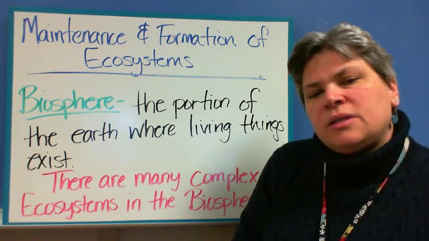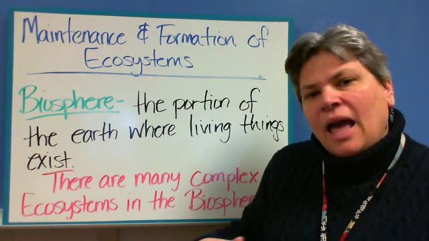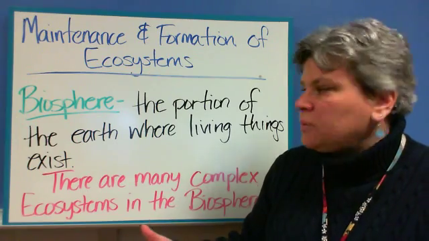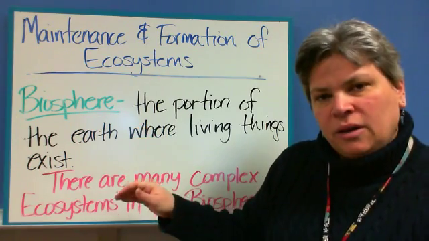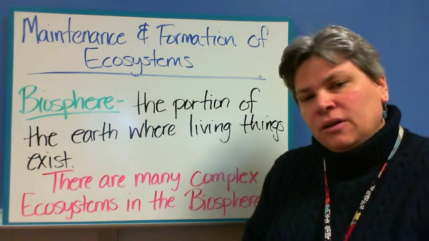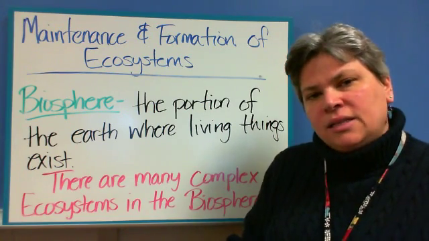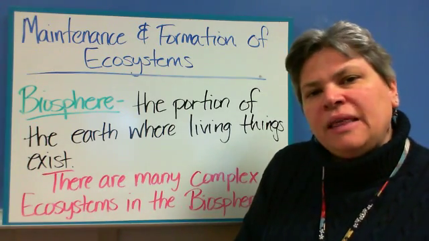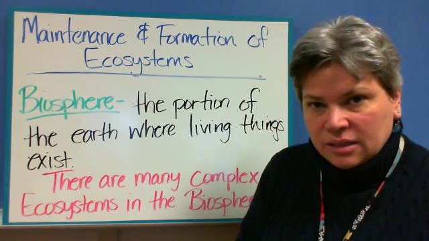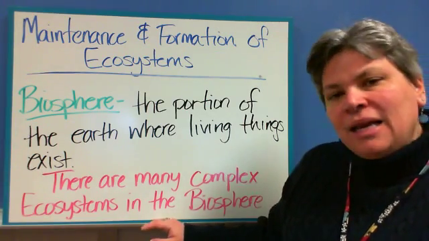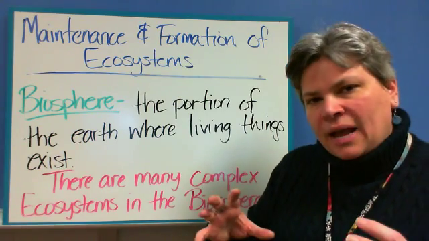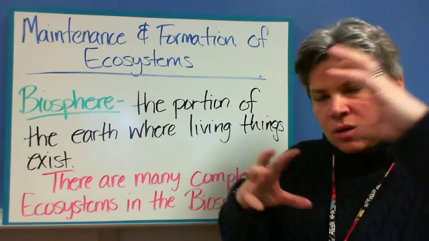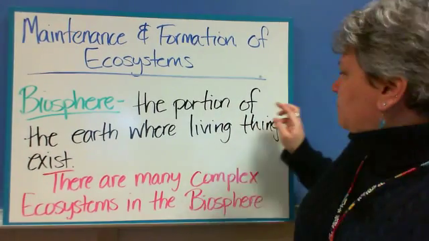Now remember, an ecosystem is the living and non-living components and how they interact together in their environment. But before we can move too far into ecosystems, we first need to talk about the biosphere. You talked in earth science about the atmosphere, and you talked about the lithosphere being the plates, and the hydrosphere being the water. The biosphere is the portion of the earth where living things live, or where living things exist. Keep in mind there are many complex ecosystems within the biosphere. So the biosphere is the whole group, and then the ecosystems are kind of all throughout that biosphere.